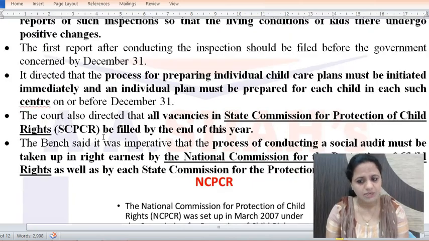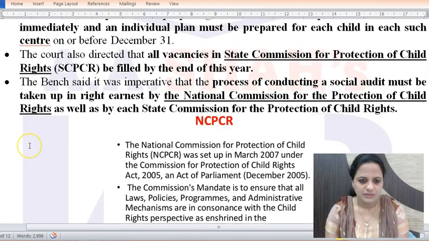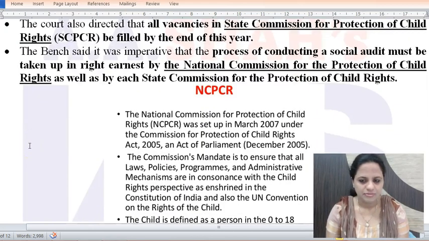Also, there is a State Commission for Protection of Child Rights. There is a National Commission for Protection of Child Rights. So the Supreme Court has stated that the vacancies in these state commissions have to be filled by the end of 2017. Also, it has said that an individual child care plan has to be prepared by the institutions, and these should be done before the end of 2017. So this is the order coming forth.